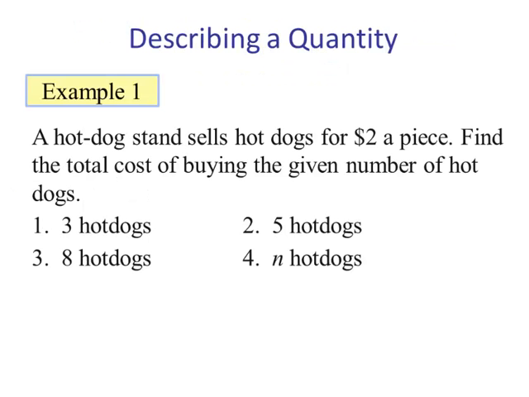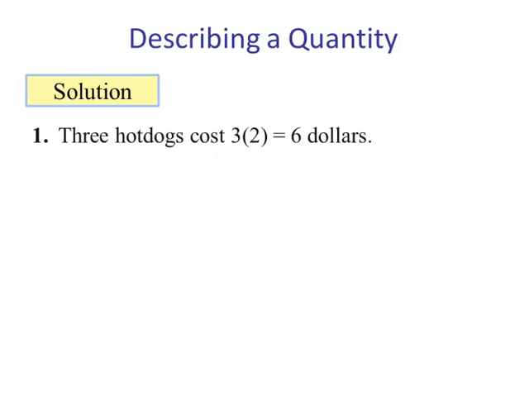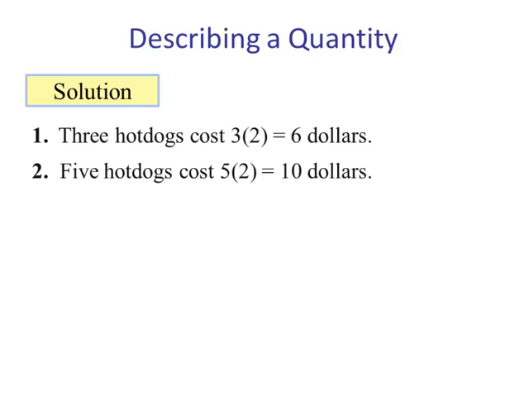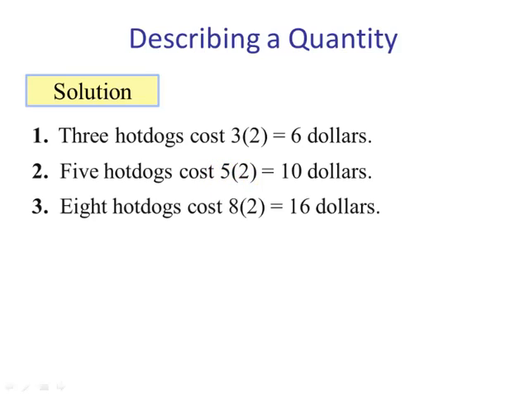Example 1. A hot dog stand sells hot dogs for $2 apiece. Find the total cost of buying the given number of hot dogs. Number 1 is 3. Problem number 2 is 5. Number 3 is 8. And number 4, use the variable n hot dogs. So for 3, we simply take 3 times 2, and that equals 6. Number 2 would be $10 because 5 times 2 is 10. Number 3 would be 16.